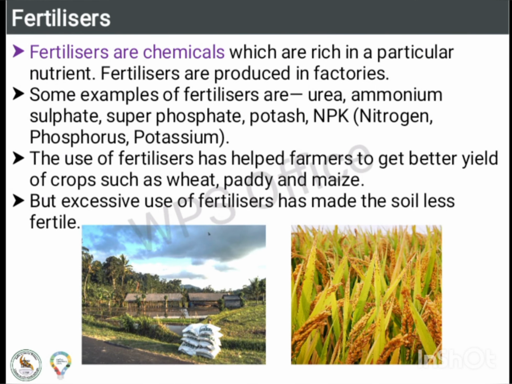Fertilizers. Fertilizers are chemicals which are rich in a particular nutrient. Fertilizers are produced in factories. Some examples of fertilizers are urea, ammonium sulfate, superphosphate, potash, NPK, that is nitrogen, phosphorus, potassium. The use of fertilizers has helped farmers to get better yield of crops such as wheat, paddy, and maize. But excessive use of fertilizers has made the soil less fertile.